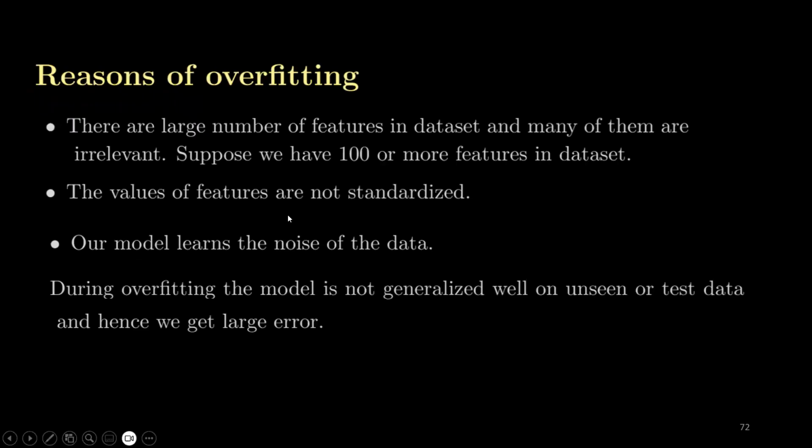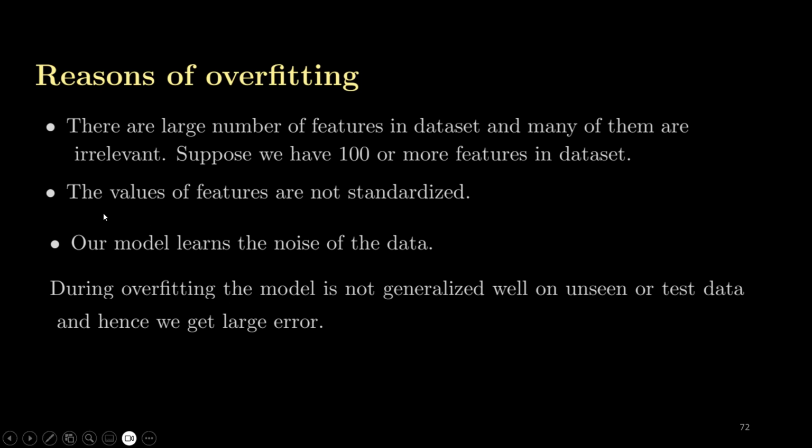So what are the reasons for overfit? There is a large number of features in the data and many of them are irrelevant. Suppose we have 100 or more features in a data set. If we have so many features, then there will be some repeating features or multi-collinear features, or features with more dominance. In that case, the model will try to focus more on the features which have high values or which are more dominant features.